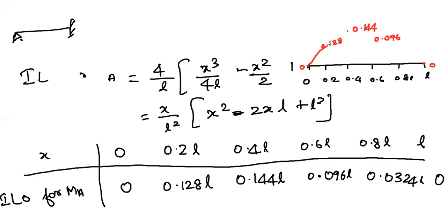So the influence line ordinate shape will be like this. Here it is 0. This is how you draw the influence line diagram for the moment at the point A for the fixed B. Thank you all for watching.